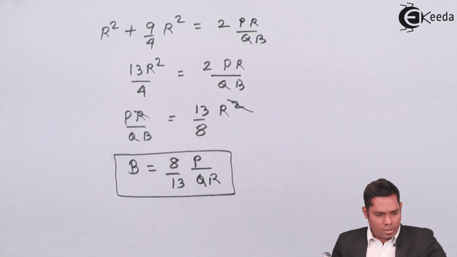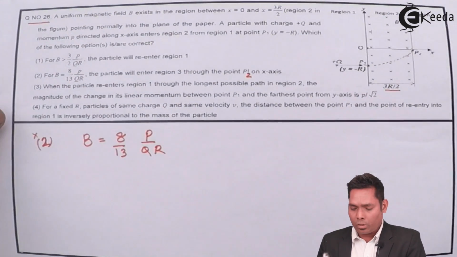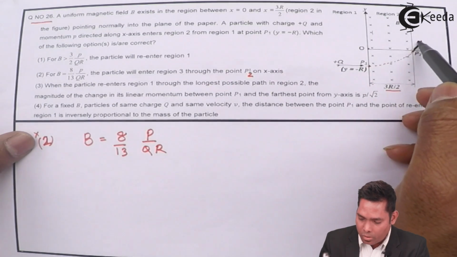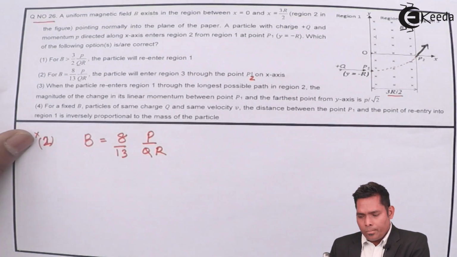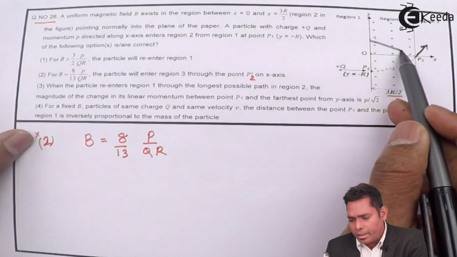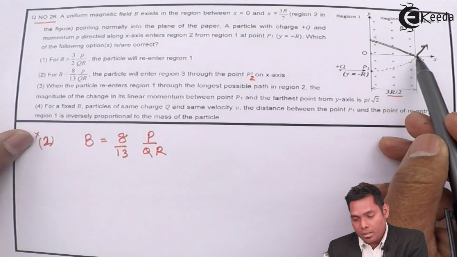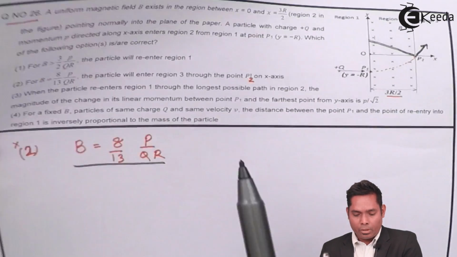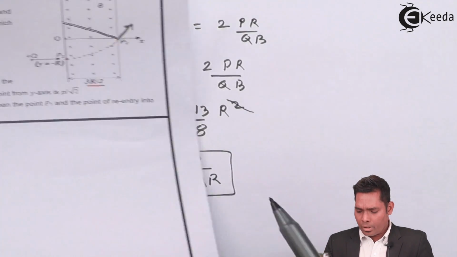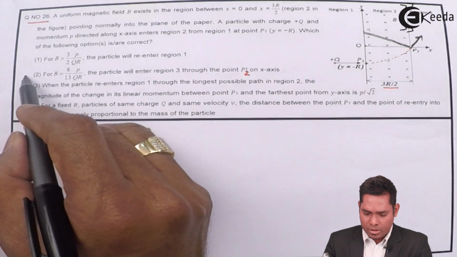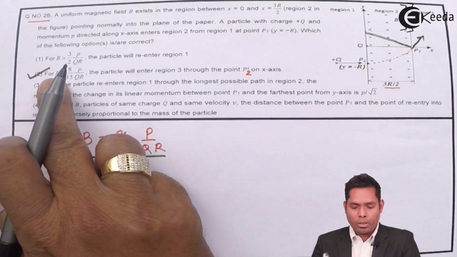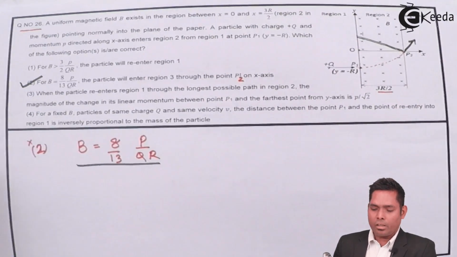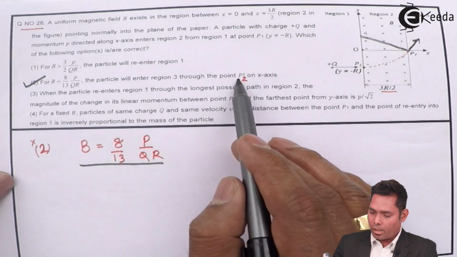That means for the particle to enter at this point towards this region number 3, this has to be the radius. If this has to be the radius, then for that the b has to be like this. That we are getting, 8 upon 13 p by qr. That means this option is correct, that the value of b should be this. If b is this, then only you will have this type of situation and it will enter region number 3 at this point only, at point p2.